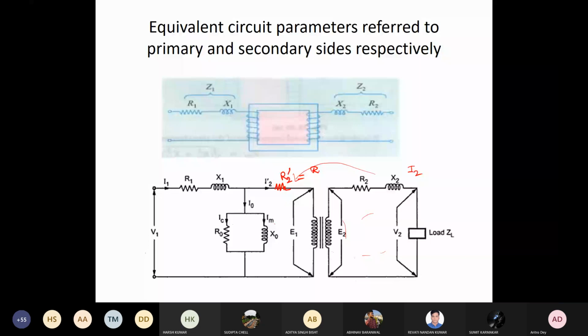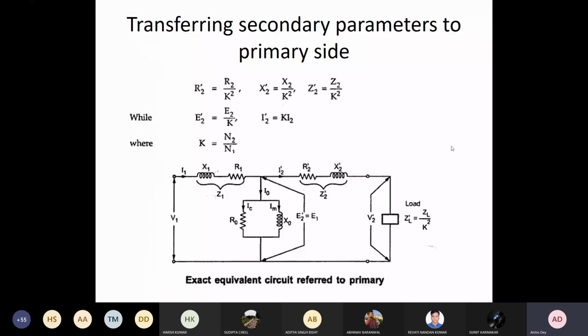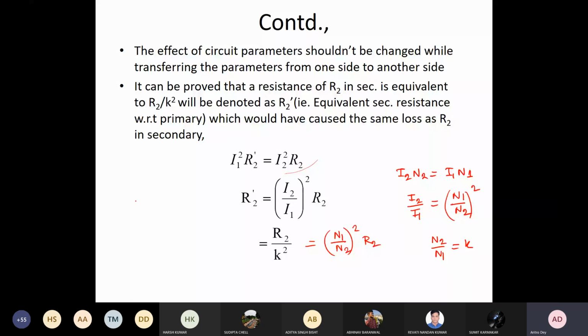And in the same way, same thing happens for the x2 part also, because for the x2 part your reactive power should remain same when you transfer from one side to other side. So I1 square x2 dash is equal to I2 square x2. This is your var, so that should remain same. So then again you get your x2 dash, which is equal to I2 square by I1 square. So you get x2 by k square, okay, as it is shown.